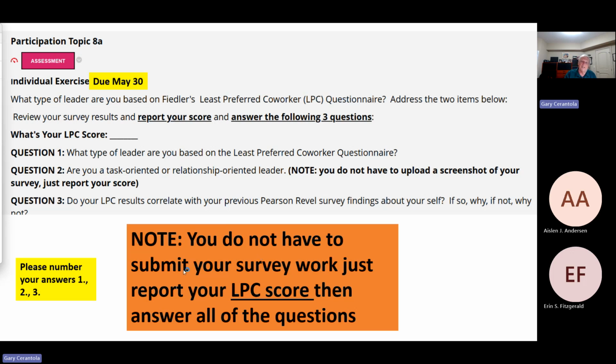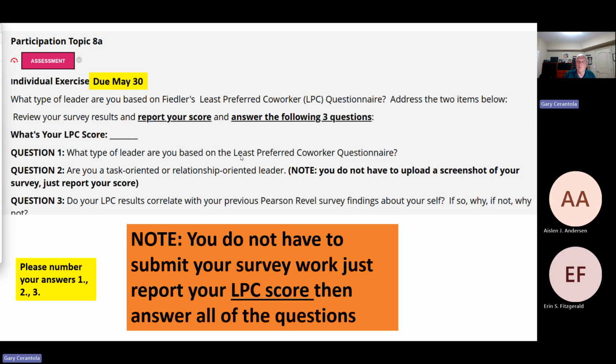But this is a key thing to understand, because now we're getting into situational management. Depending on the situation and your particular predominant style, where you can be strong and where you won't be strong becomes very evident. That's why this particular participation activity is really important for you. So what I'd like you to do is the survey. You don't hand in a screenshot of the survey that you completed. You just use the score, and then you answer these questions.